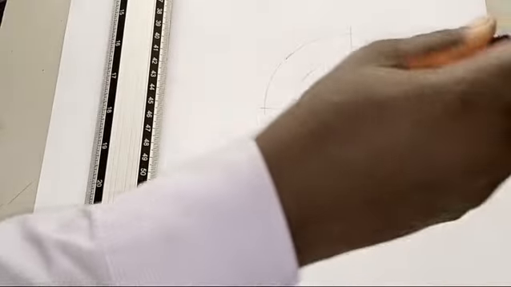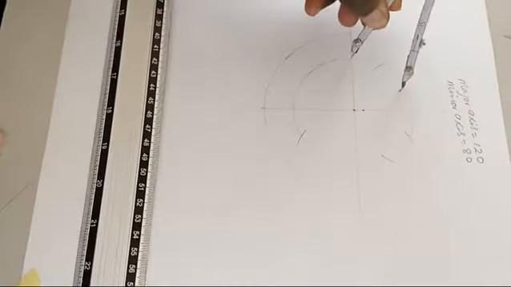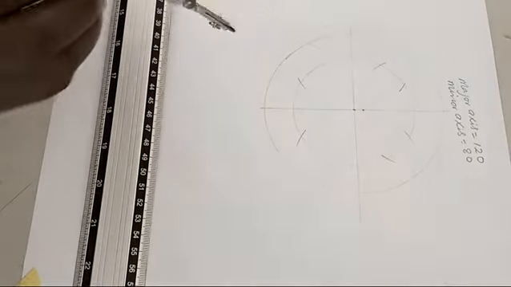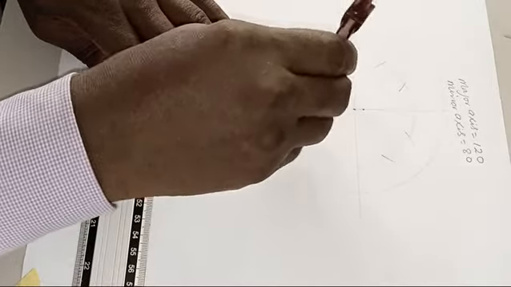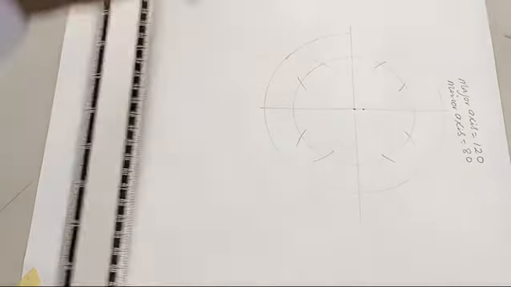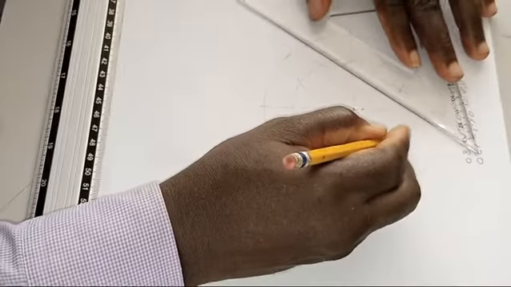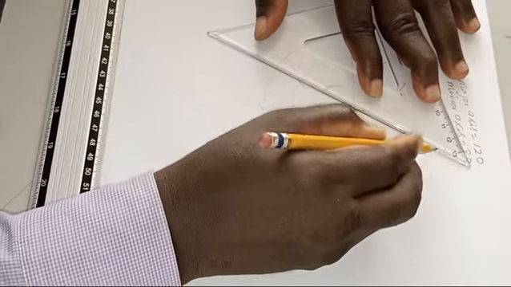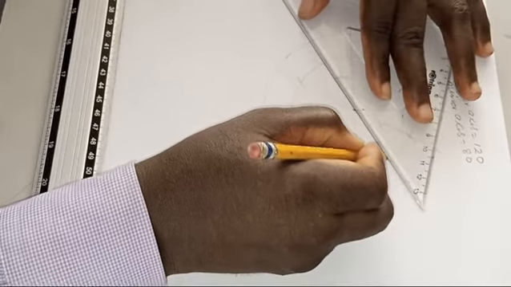Go to the next point. You mark forward and backward. Go to the next one. Here, mark it forward and backward. Then the last point, forward and backward like that. So you are done. So you now join the lines, making sure it passes through the center. Make sure it passes through the center.